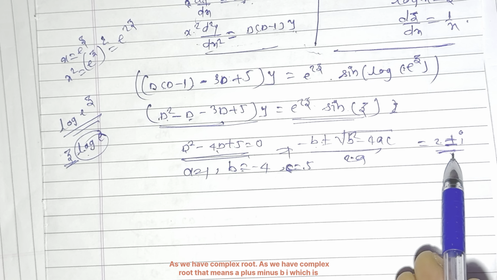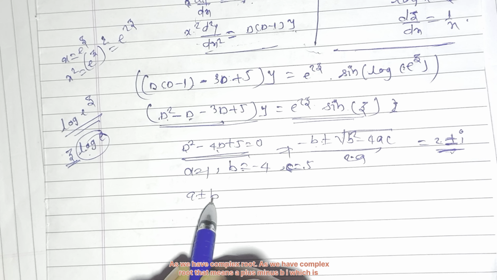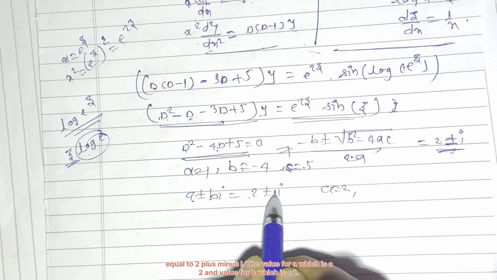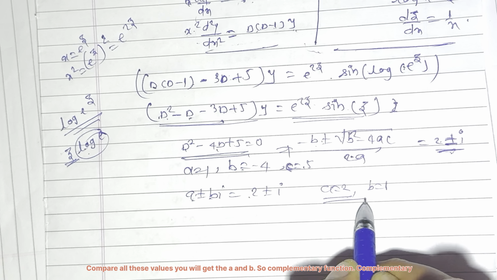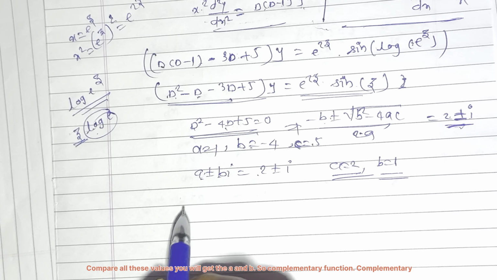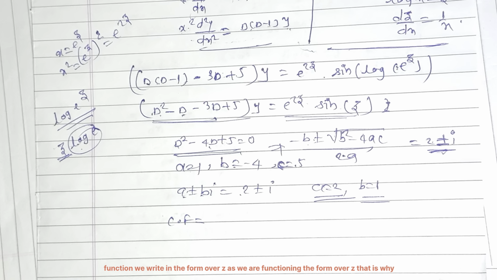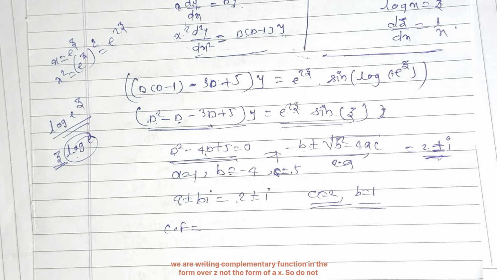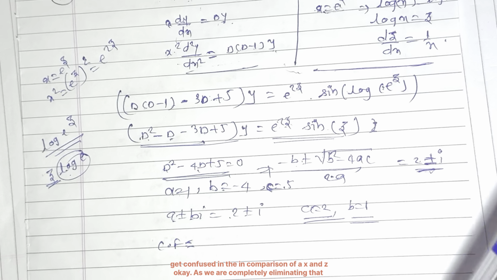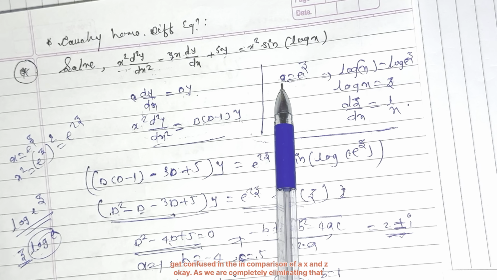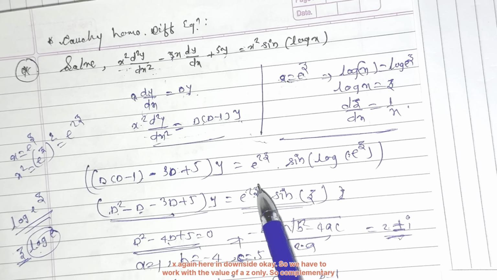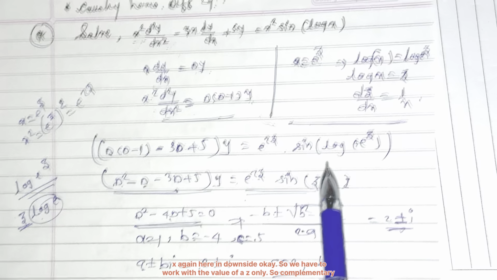As we have complex roots, that means a plus minus bi, which is equal to 2 plus minus i. The value for a is 2 and the value for b is 1. Compare all these values and you will get a and b. We write the complementary function in terms of z, as we have the function in terms of z, not in terms of x. So don't get confused between x and z, as we are completely eliminating x from here. So you don't have to take x again here downside. We have to work with z only.